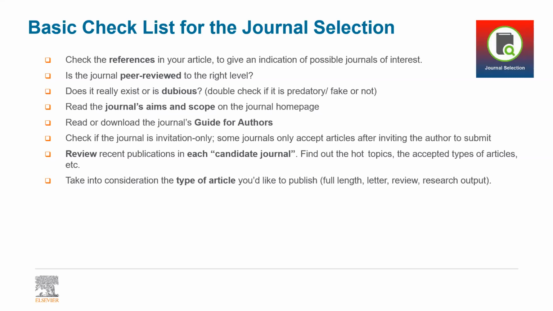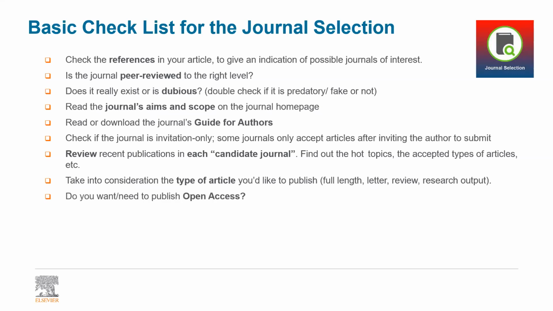So I need to decide if the article is a full-length article, or a letter, or maybe a review article, or some other research output. So depending on the type of the article, it can be one of the criteria and one of the aspects. Based on this, I can choose the right journal.